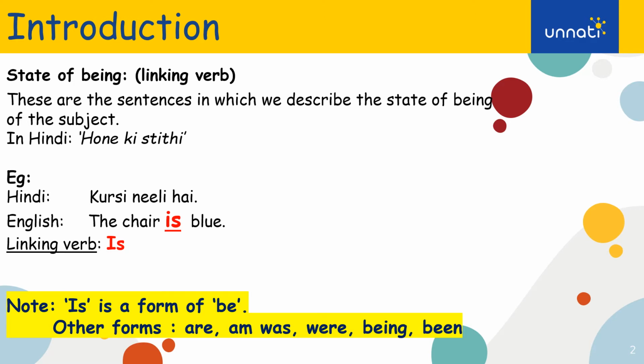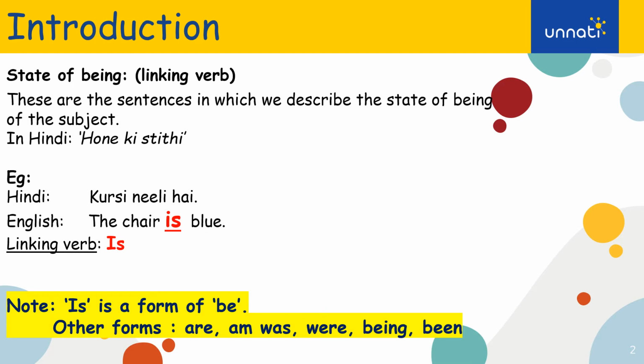Let's take a look. For example, if we talk of a chair, and if we see that the chair is blue in color, in Hindi we would say kursi neeli hai. So what is the status or the color of the chair? Neeli. In English we would say the chair is blue in color. So chair is the subject, blue is the description of the chair. What are we linking it with? Is. So is the linking verb here, or the state of being verb.